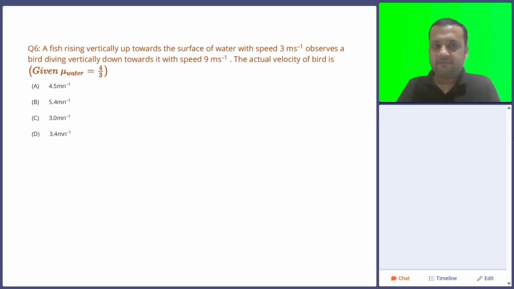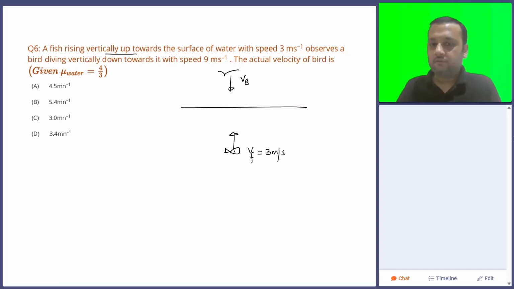Here what is happening, there is a fish which is rising vertically up in the water. So let's imagine that this is the surface of the water and this is the fish. It is rising up towards the surface of the water with the speed of 3 meter per second. That means velocity of the fish is 3 meter per second. Now there's a bird here which is diving down with a certain velocity. But the fish observes that, so for the fish, it feels that the bird is coming at 9 meter per second. So this is the velocity which is observed by the fish.